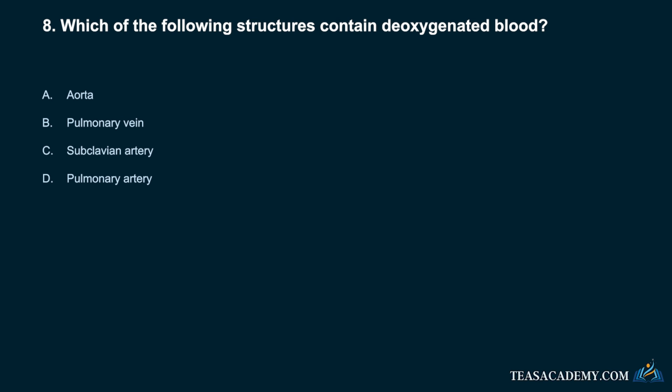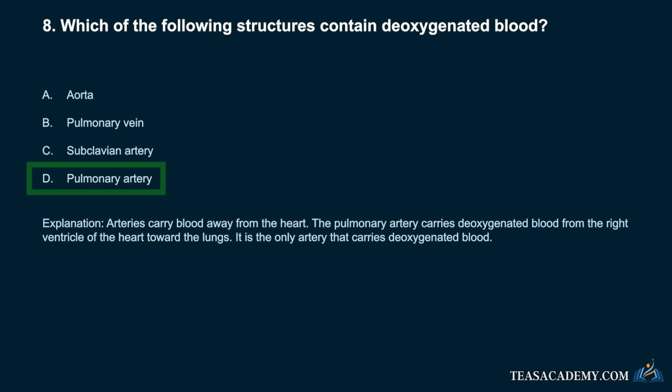8. Which of the following structures contain deoxygenated blood? A. Aorta. B. Pulmonary vein. C. Subclavian artery. D. Pulmonary artery. Correct answer, D. Pulmonary artery. Arteries carry blood away from the heart. The pulmonary artery carries deoxygenated blood from the right ventricle of the heart toward the lungs. It is the only artery that carries deoxygenated blood.